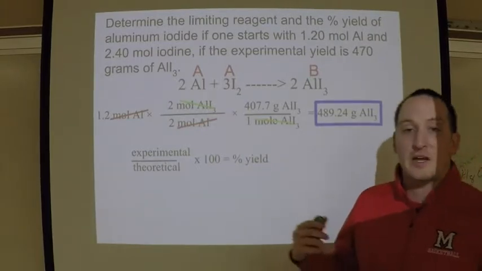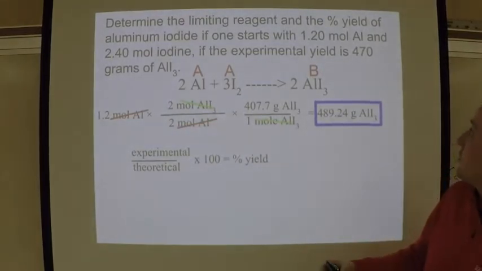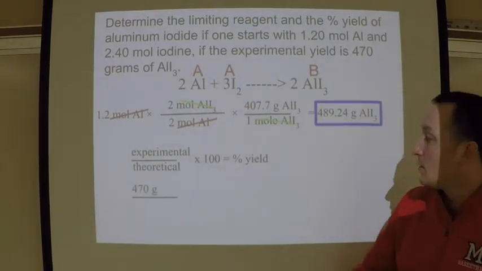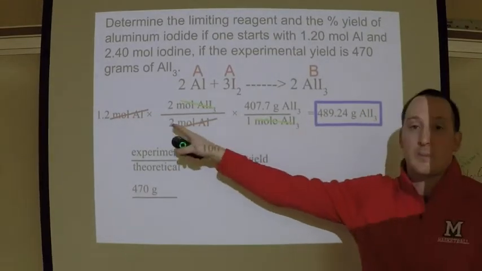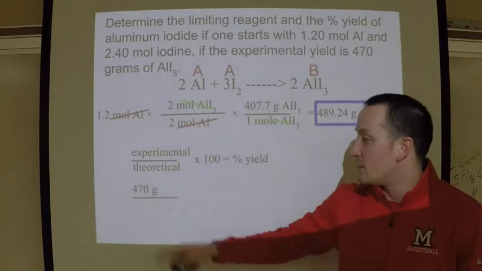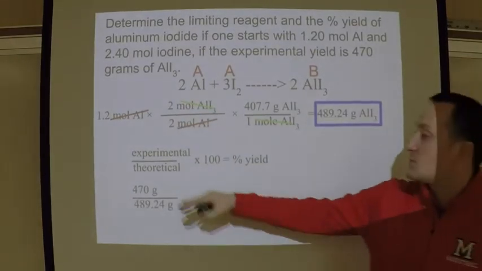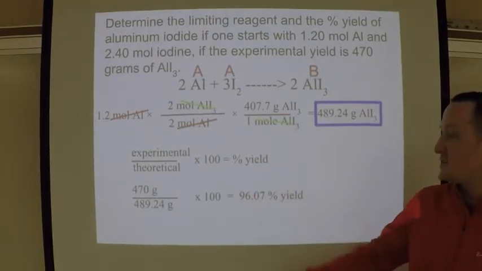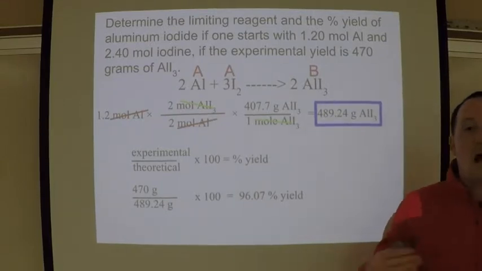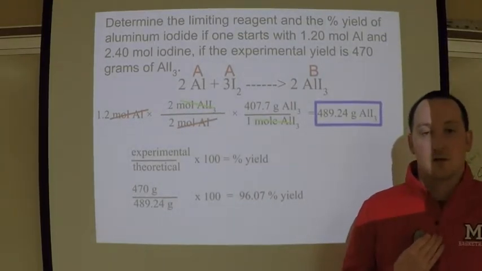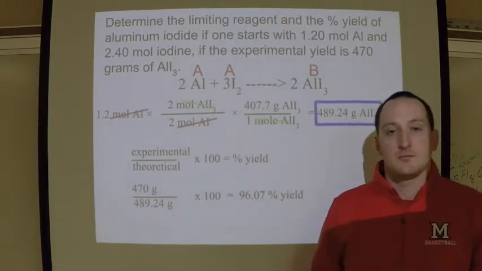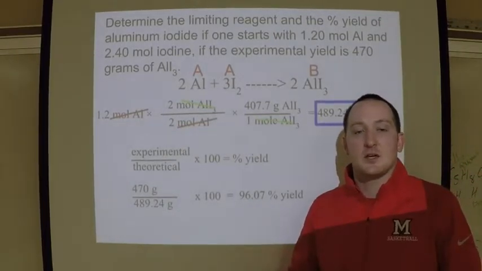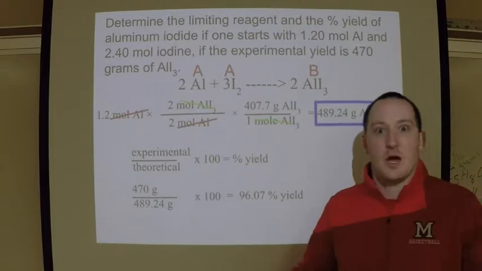So I'm going to take my experimental, find it, circle it, experimental, divided by theoretical. My theoretical is how much I got by doing my calculation. That is going to be my 489.24. Experimental divided by theoretical, now times 100. And that gives me that my percent yield is 96.07%, meaning I got 96.07% of what I thought I would get. Okay? That's what a percent yield means. How much you got compared to how much you were expecting to get, how much you should have gotten. Okay?